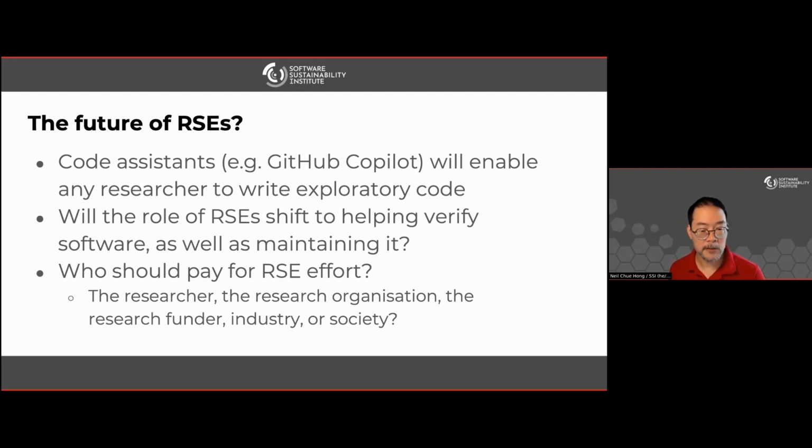And that leads on to the second thing that's open for discussion, which is who should pay for research software engineering effort. There are lots of different stakeholders in this. There's the researchers who use research software in their work. There are the research organizations like universities and laboratories that they're based in. They are the research funders. There is industry, and there's the broader society.